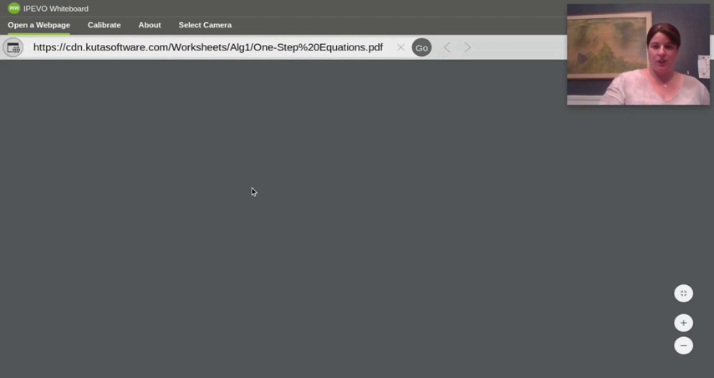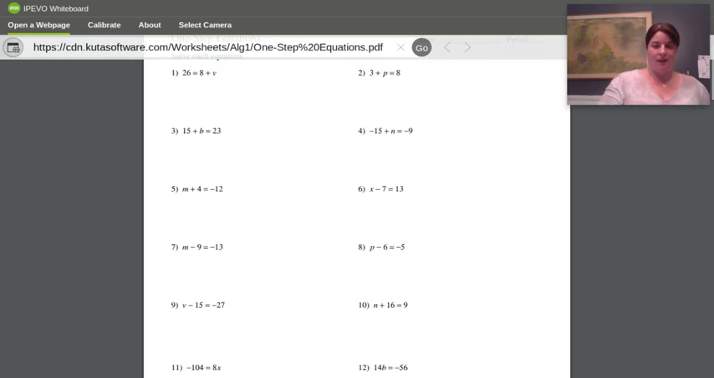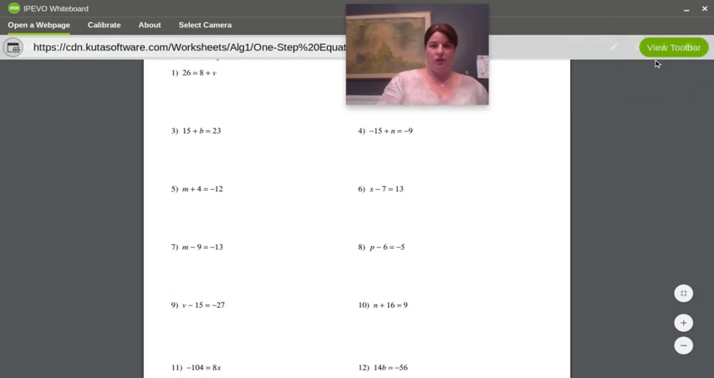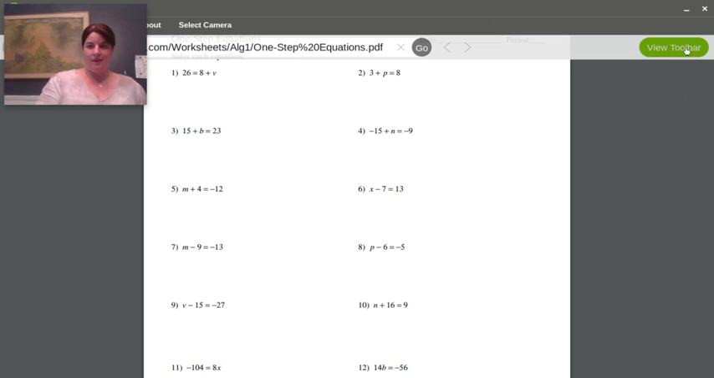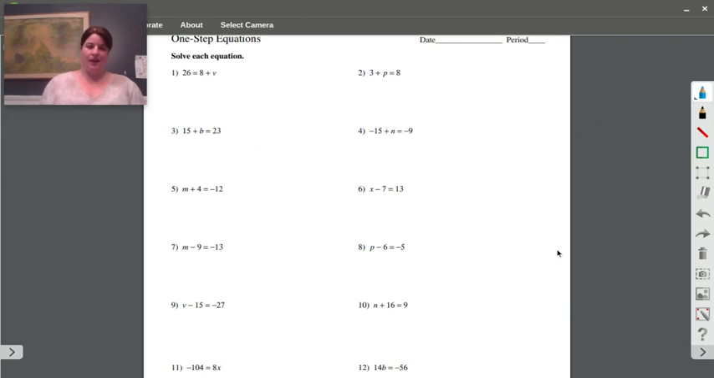Let's see if I have a good worksheet loaded up. All right, so here we have a bunch of different examples. So we're going to try them out. Okay, get rid of that.